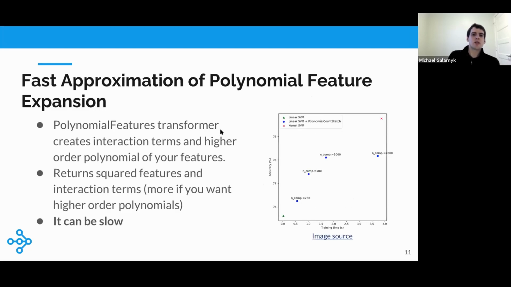I also want to mention just another quick feature here before we get into the meat of the talk. And that is fast approximation of polynomial feature expansion. If you ever work with polynomial features, you tend to have interaction terms. So you tend to have x squared times y. And if you have higher order polynomials, you can have many, many terms, and this can get out of hand really quickly. You can end up with a lot more features than you might have originally wanted.